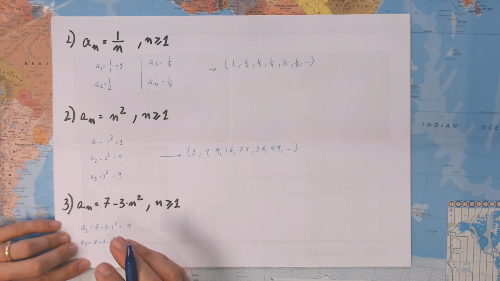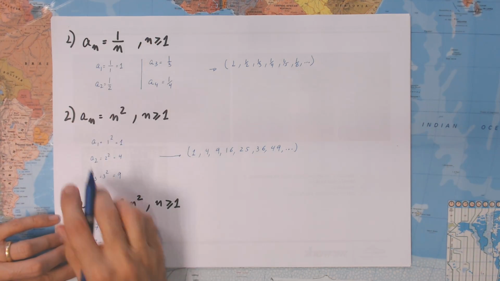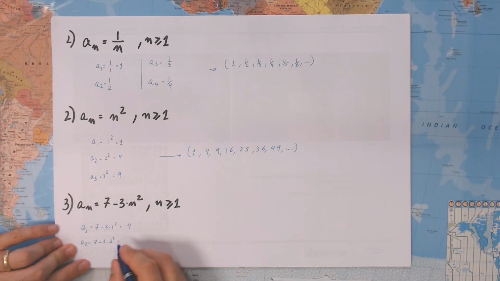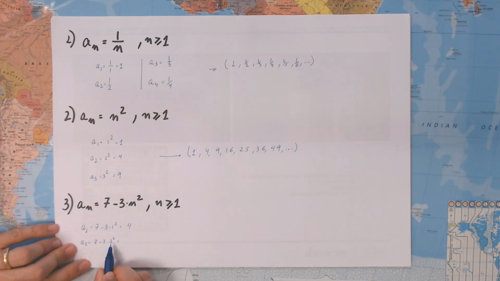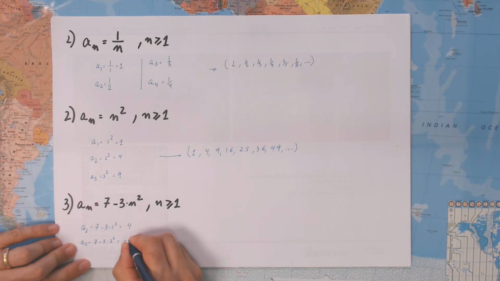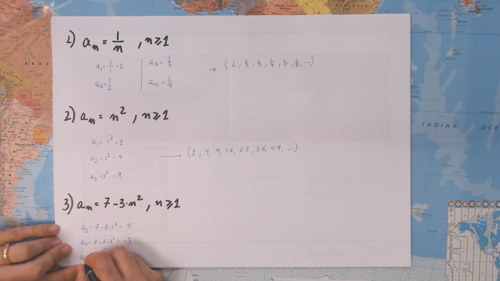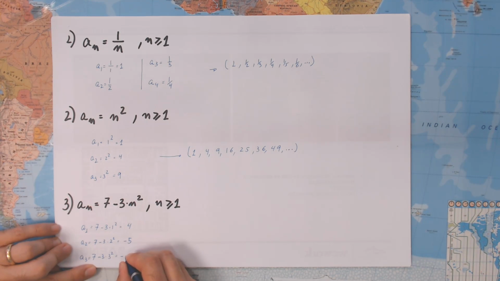But some sequences, we do need the previous one. Those are very simple ones. And okay, so this is going to be 7 minus, this is 4, right? 2 squared is 4. 3 times 4 is 12, so negative 12. 7 minus 12, well, this is going to be negative 5. a3 is going to be 7 minus 3 times 3 squared. Okay, this is going to be 27, right? Negative 27 with a 7, this is negative 20.